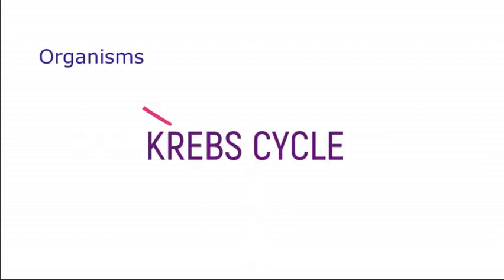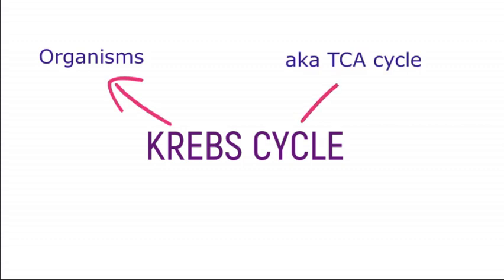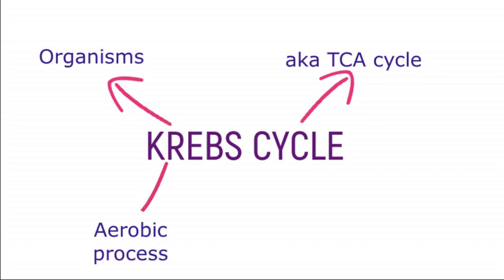Krebs cycle. Organisms derive the majority of their energy from the Krebs cycle, also known as the TCA cycle. The Krebs cycle is an aerobic process consisting of 8 definite steps.